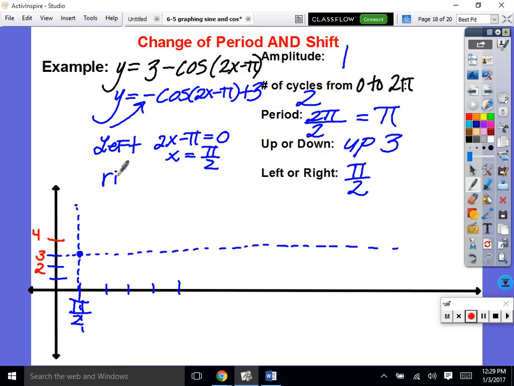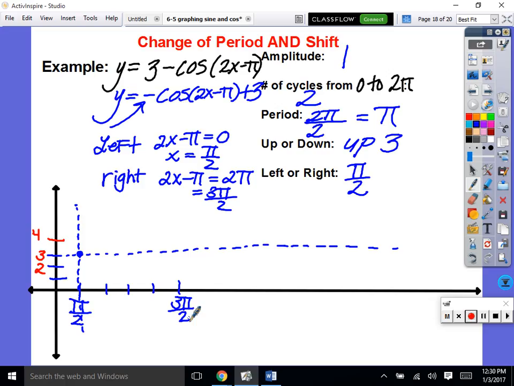And then our right endpoint will be 2x minus pi equals 2 pi. Because if it wasn't shifted, wouldn't it end at 2 pi? Does everybody see what I'm doing? So I'm just adding pi halves, essentially. So I'd add pi divided by 2. Or you just take 2 pi and add pi halves. So that's 3 pi halves. So we're ending at 3 pi halves here. Is anybody confused?